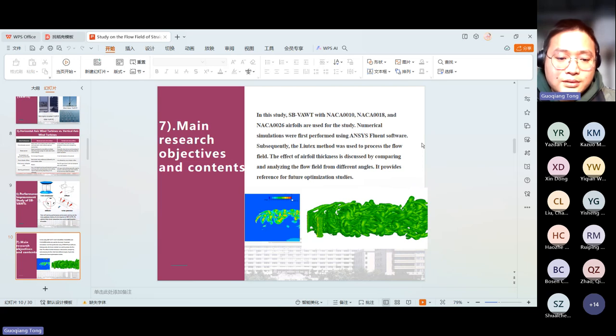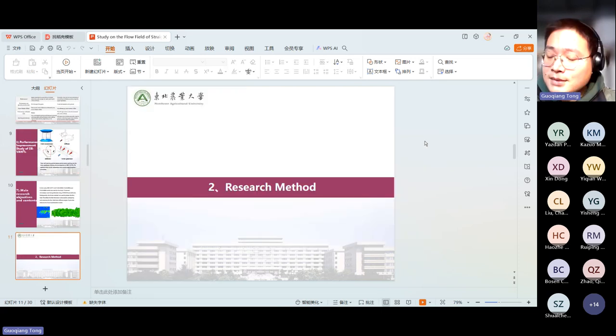Subsequently, the Liutex method was used to process the flow field. The effect of airfoil thickness is described by comparing and analyzing the flow field from different angles, to provide a reference for future optimization studies.